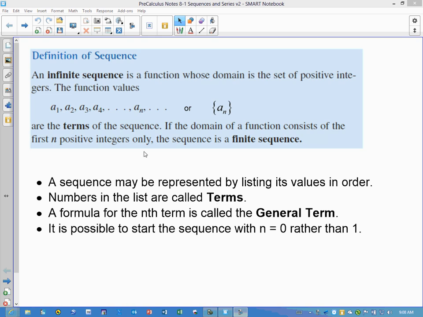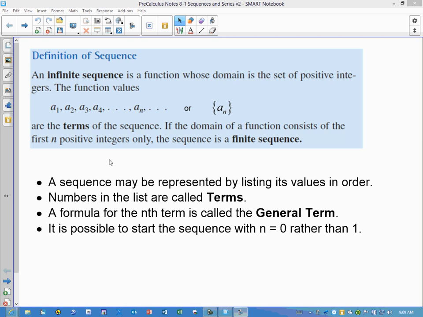And we can represent a sequence using different notations and represent it in different ways. We can simply list the terms, such as you see here, or we can represent them as a set of numbers where the general term would be some formula for the nth term. So if I plug in a 5, for example, in for n, then that would give me the value of the fifth term in the sequence.